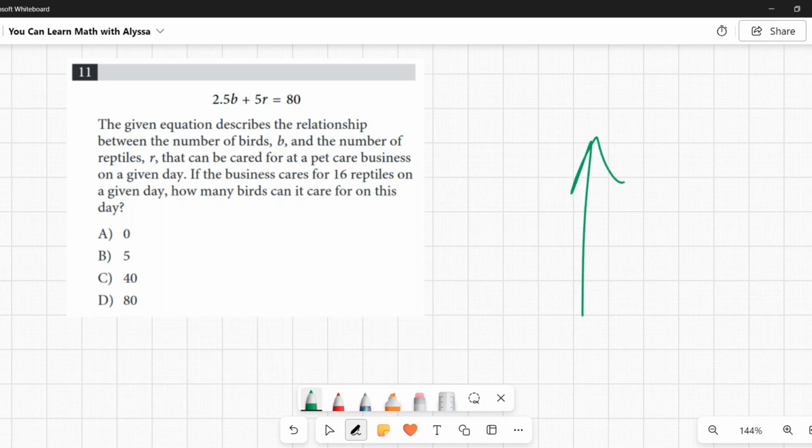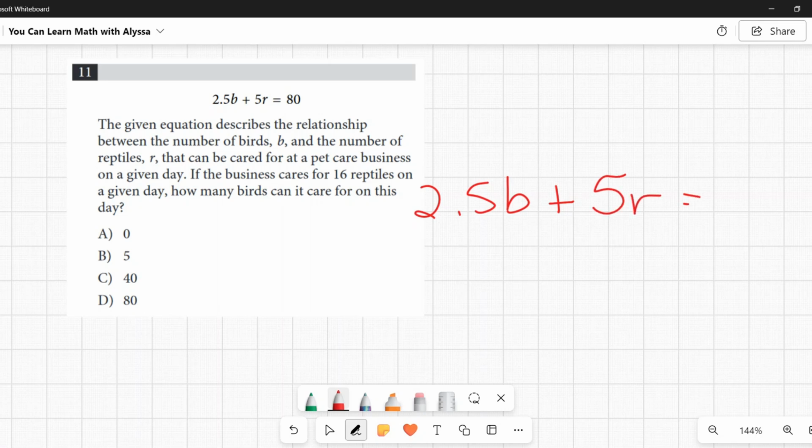If they have more reptiles, they can't handle as many birds. Because altogether, 80 is their maximum number in this equation. The value of 80 is showing how much they can handle. Okay, so 2.5b, let's plug in some numbers that were given.